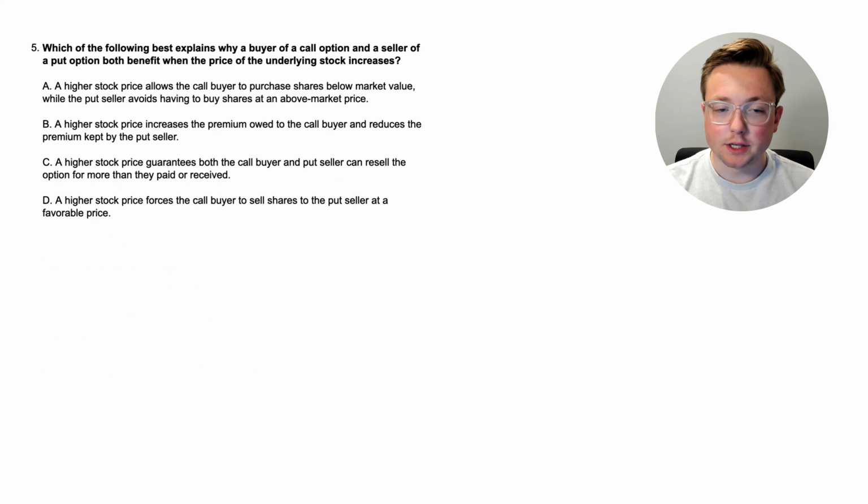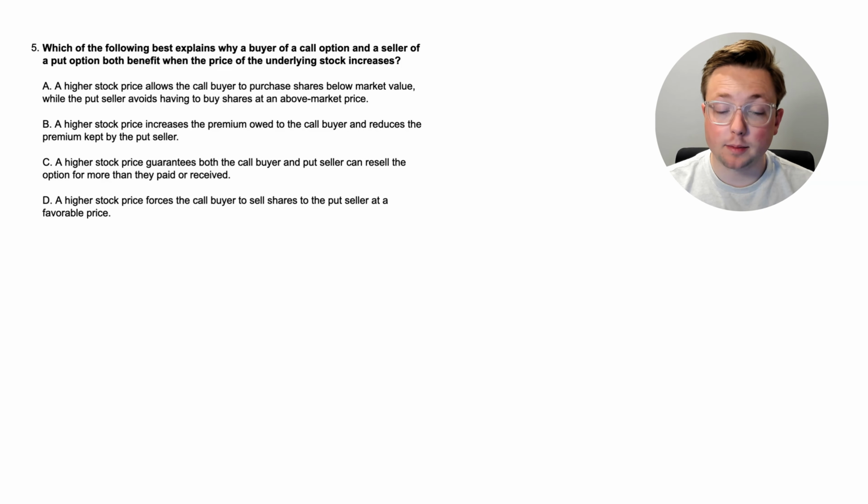Okay, here we are at question 5. Which of the following best explains why a buyer of a call option and a seller of a put option both benefit when the price of the underlying stock increases? Let's go through this. We've been kind of learning this throughout the video. Option A, a higher stock price allows the call buyer to purchase shares below market value, while the put seller avoids having to buy shares at above market price.